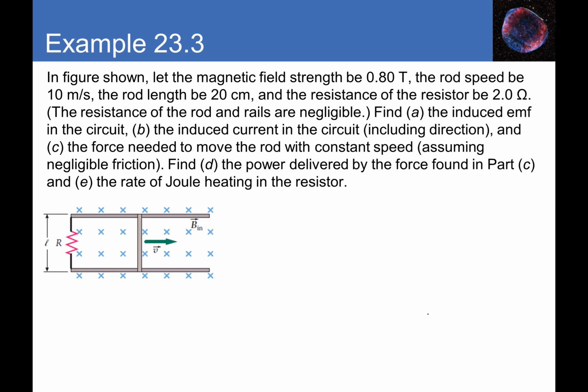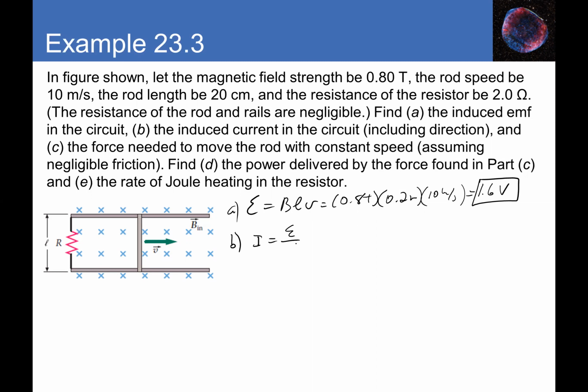All right, so here's what we get. The induced EMF should be simple enough because it's B times L times V. So 0.8 Tesla times 0.2 meters times 10 meters per second. And that should give me 1.6 volts. So that's how much induced EMF I will get. That's part A. Part B, induced current. Well, induced current is equal to the EMF over the resistance. So 1.6 volts divided by 2 ohms, so 0.8 amps. So those two should be easy enough.